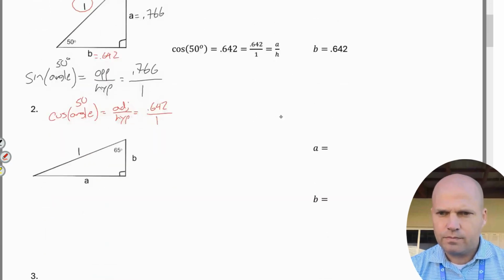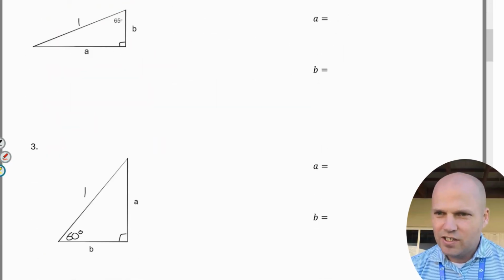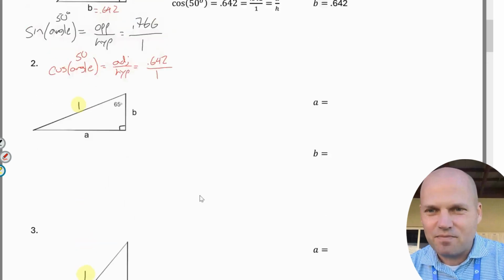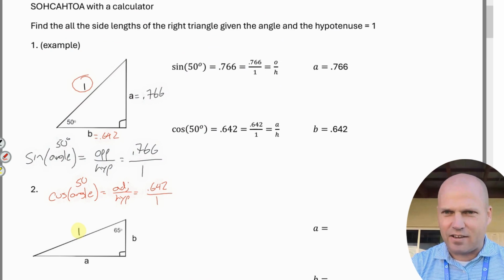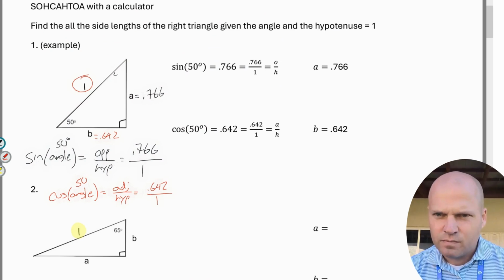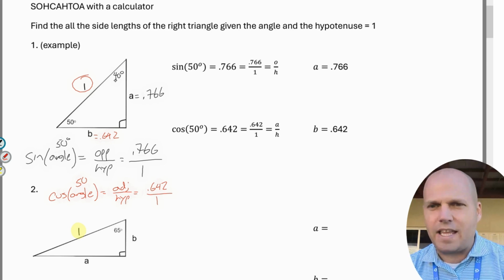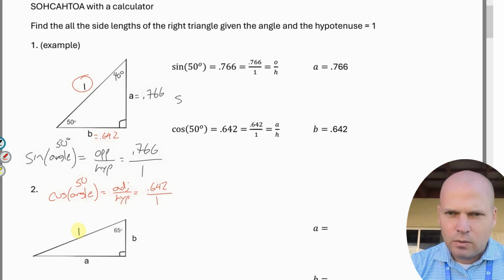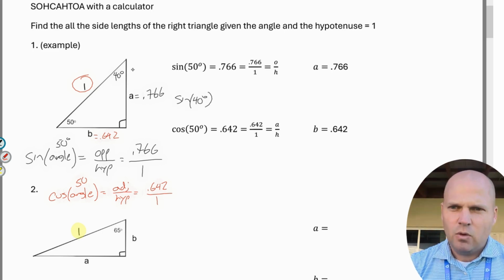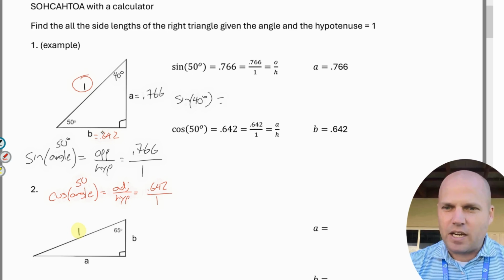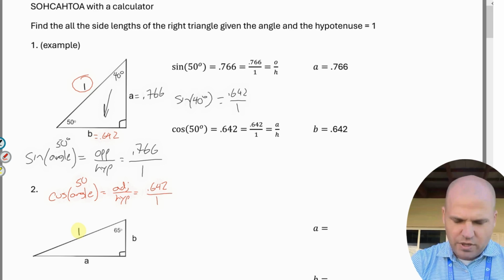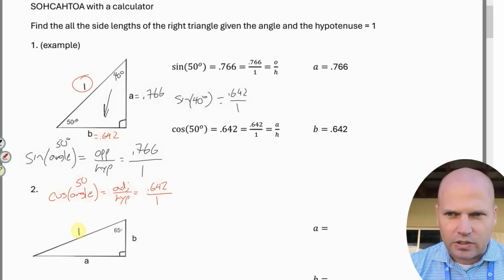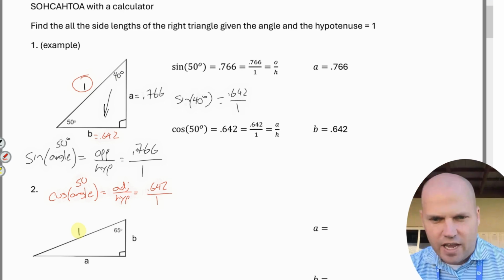So these are triangles with a hypotenuse of 1. What are their side lengths? One more thing we could say. Watch this. We know that this angle has to be 40 degrees. What would I get if I typed in the sine of 40? What if I typed in the sine of 40 degrees? Well, I bet you I'm going to get 0.642 over 1, because the 40-degree angle is in the same triangle as the 50-degree angle.